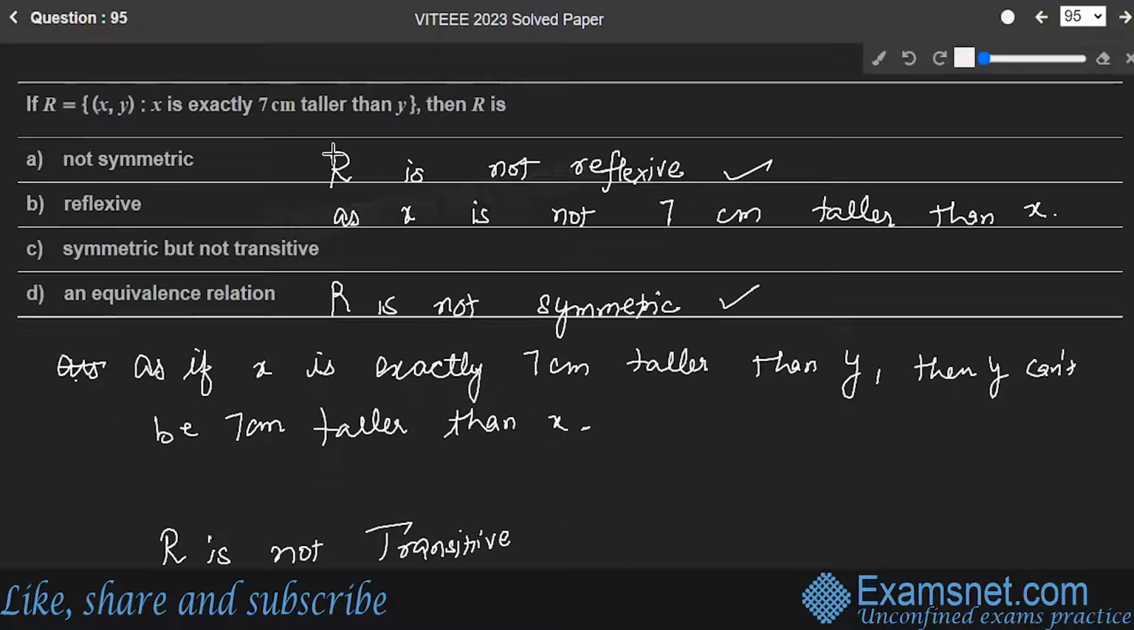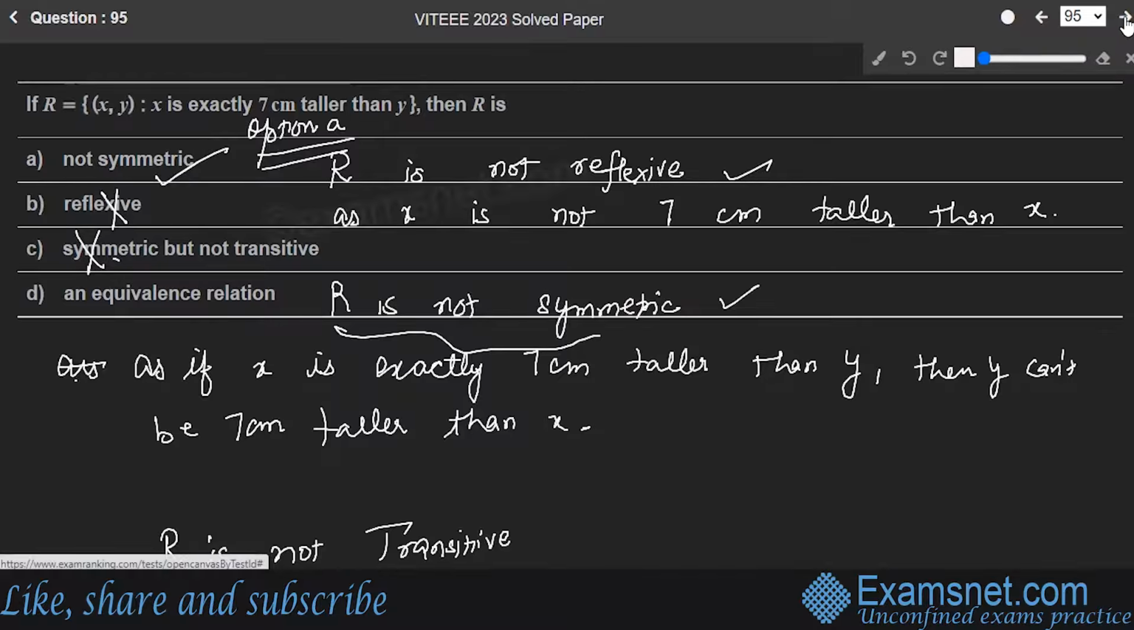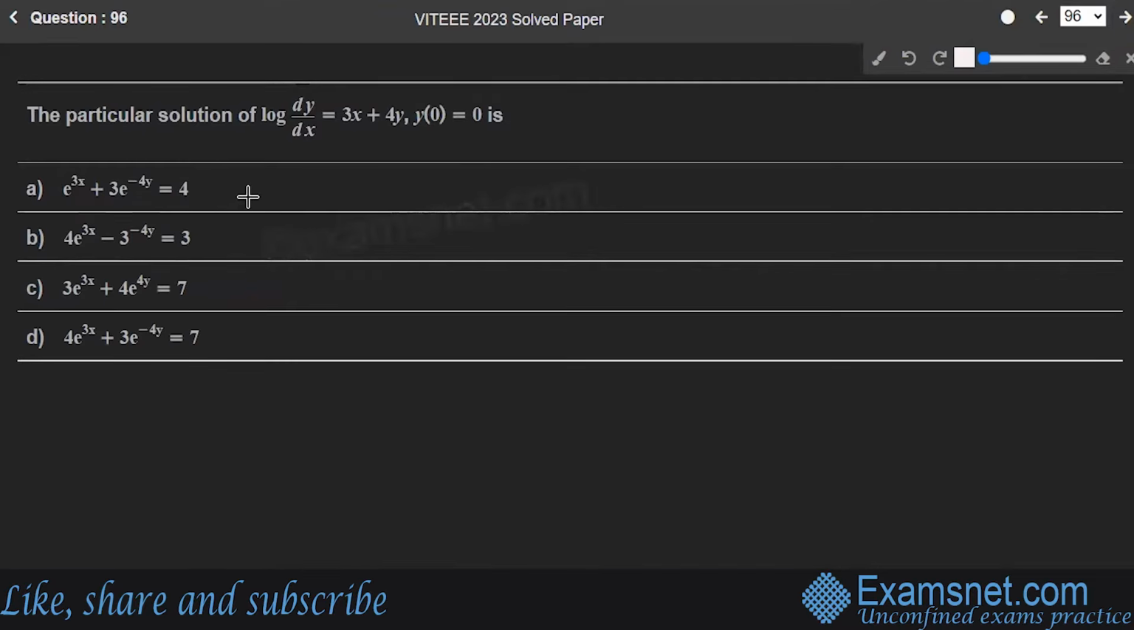That means it's symmetric but not transitive. So this is wrong. Okay, it's not reflexive. It's reflexive, this is also wrong, but it is not symmetric. Option A is the correct answer. Hope you got that. So option C, it is only not symmetric. Here it is saying symmetric, which is wrong. Reflexive is wrong. It's an equivalence relation, that is also wrong. That means only option A is left, and that it's not symmetric. This is true. It is not symmetric as proved over here. So option A is the correct answer. Hope you understood this. Let's move to the next question, number 96.